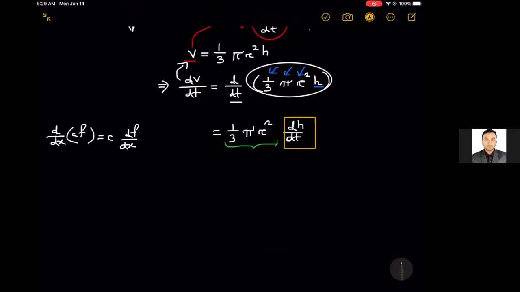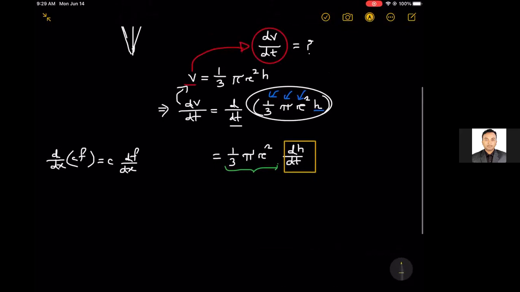Okay. Do you agree with the calculus part now? I mean, how did I get this? Entire part, of course, entire calculus part.